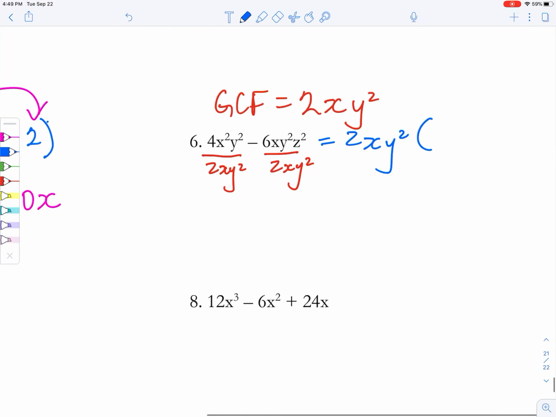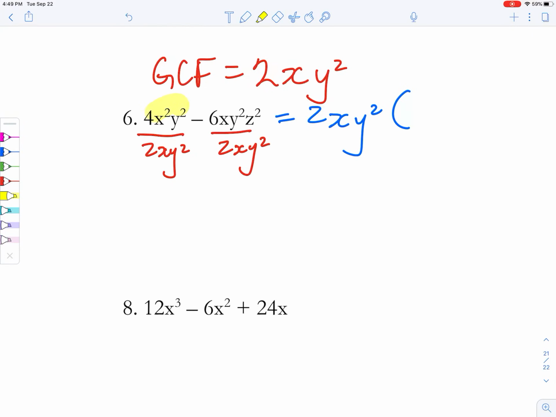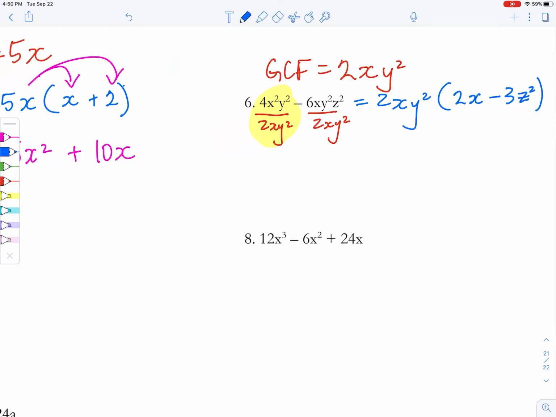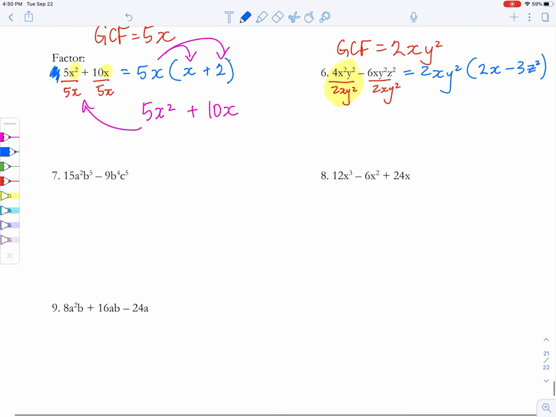So for the first term, 4 divided by 2 is 2. X squared divided by x is x. Y squared by y squared goes away. Minus 6 divided by 2 is 3. X by x goes away. Y squareds go away. And we're left with z squared. And that would be question 6 factored.